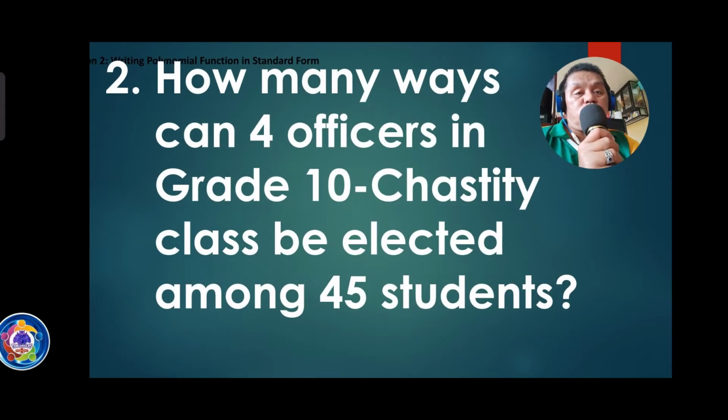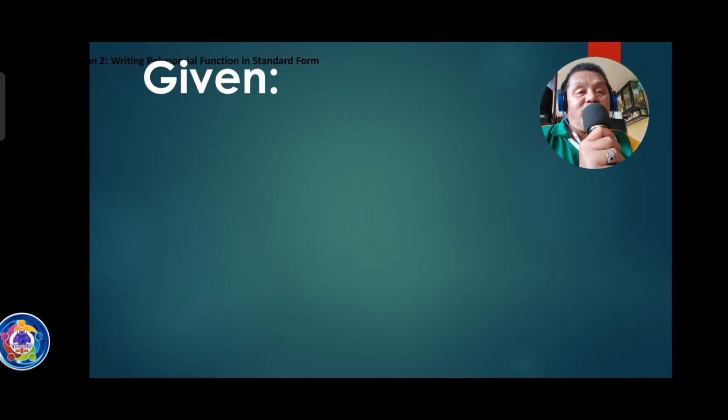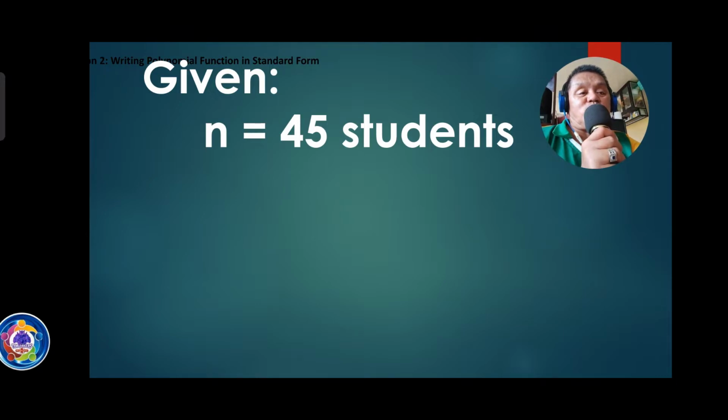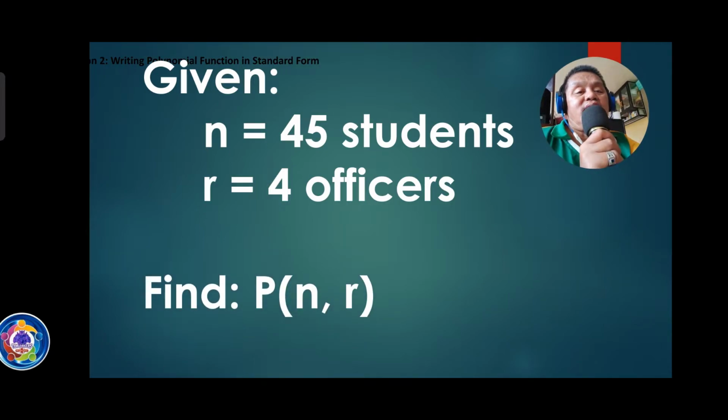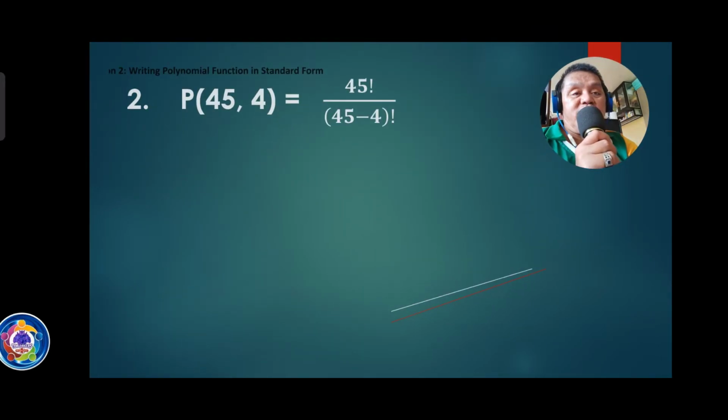Okay, let's proceed to problem number 2. How many ways can 4 officers in a grade 10 class be elected among 45 students? Given N equals 45 students and R equals 4 officers, you are going to find the permutation of N objects taken R at a time. So we have the solution.